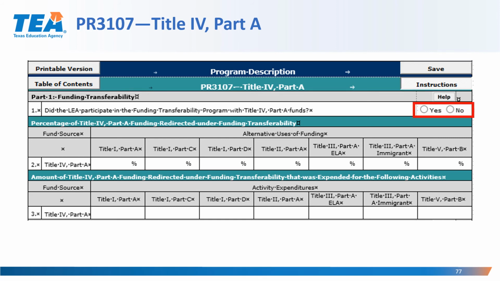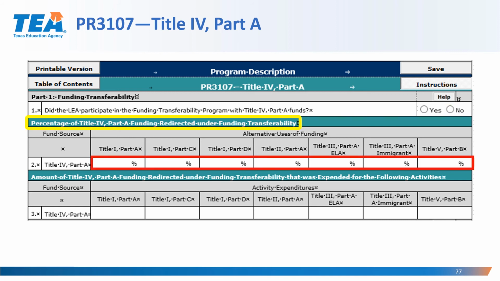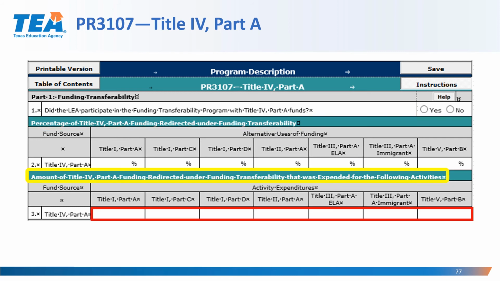The first part of the report for Title IV Part A asks whether the LEA had participated in the funding transferability program with its Title IV Part A funds. If the LEA says no, this part is grayed out. If the LEA says yes, the LEA is asked to give the percentage of the Title IV funding that was redirected under funding transferability and to what program it was directed to. And the LEA is asked to give the amount of funds that were redirected that were actually spent.